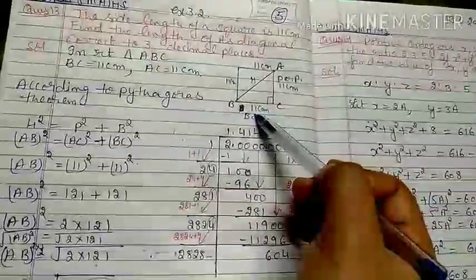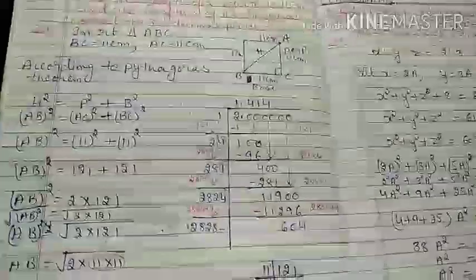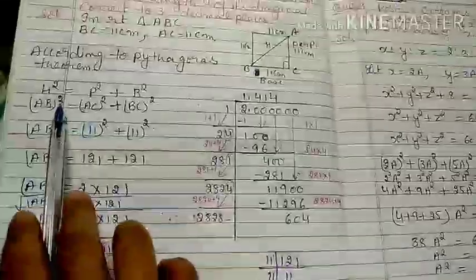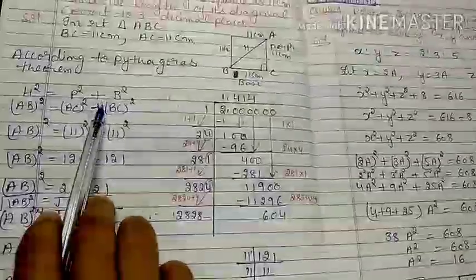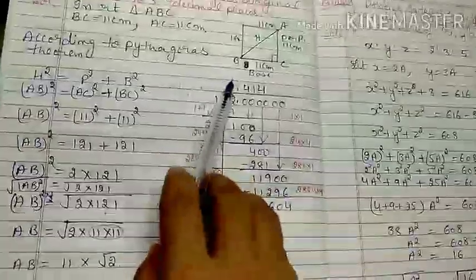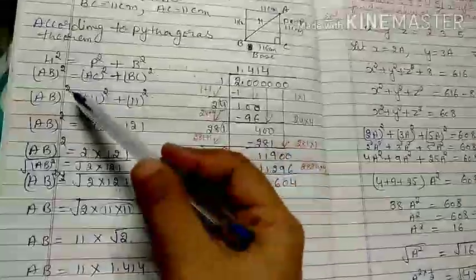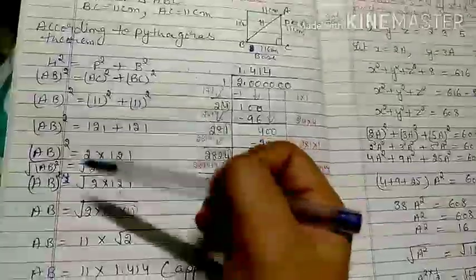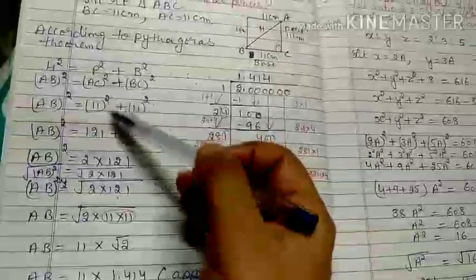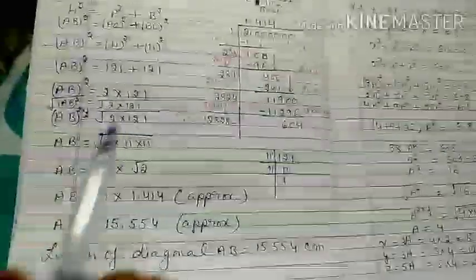If the perpendicular and base are given to you and you have to find the hypotenuse, you have to apply the Pythagoras theorem. According to the Pythagoras theorem, hypotenuse square is equal to perpendicular square plus base square. My hypotenuse is AB, perpendicular is AC and base is BC. AB square is equal to AC square plus BC square. Now here AC square is 11 square and BC square is 11 square, that gives me 2 into 121.